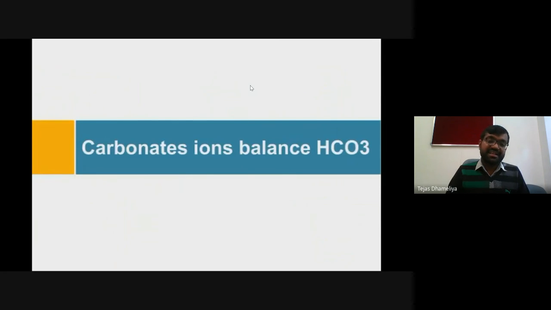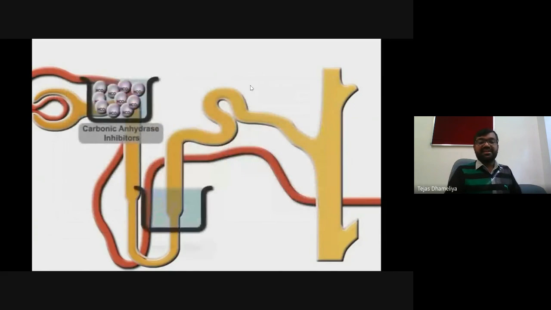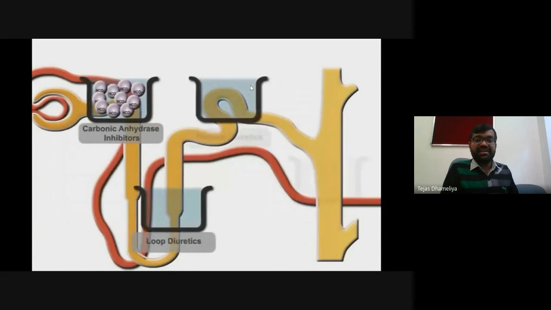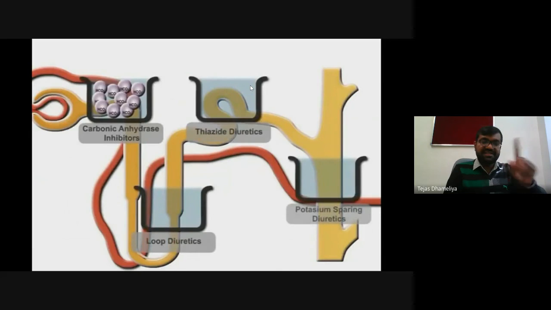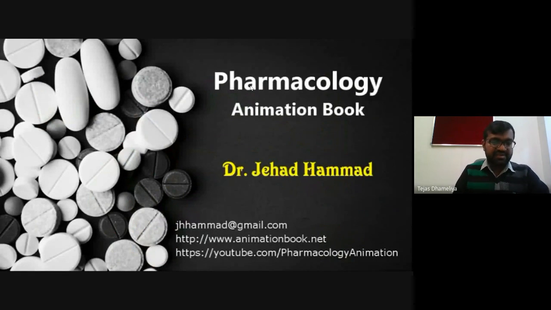Bicarbonate ion balance, that is also important. Not only all the positive sodium, potassium, calcium, bicarbonate ions are also important. They can cause this kind of excretion. Carbonic anhydrase inhibitors. सबसे ज़्यादा बाइकार्बोनेट का जो एक्सक्रीशन करते हैं वो है these carbonic anhydrase inhibitors.